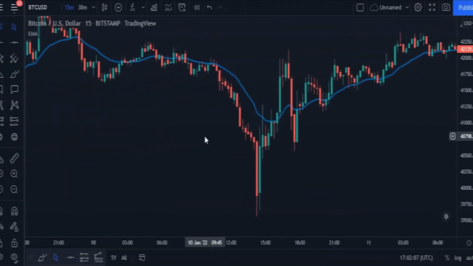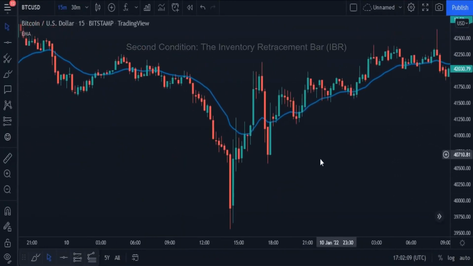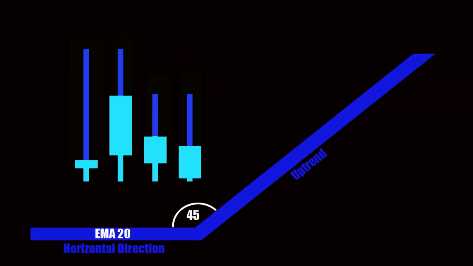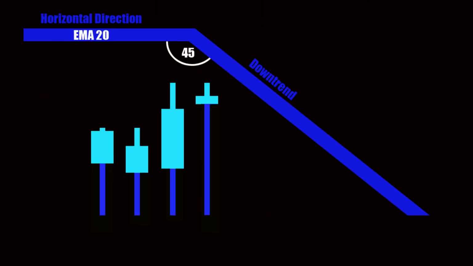The second condition is the inventory retracement bar. But what does this mean? In advanced trading language, when you see an uptrend, look for candlestick bars that open and close 45% or more off their high. And don't depend on the color of the candles, even if they are red, it doesn't matter. But in a downtrend, look for candlestick bars that open and close 45% or more off their low.